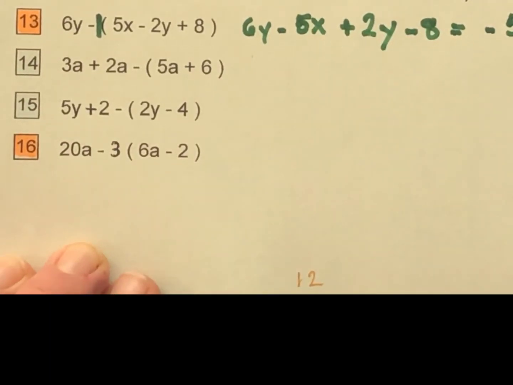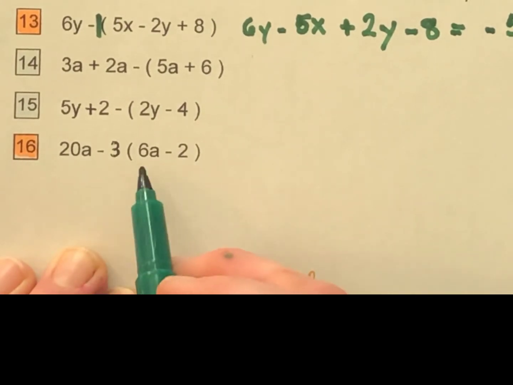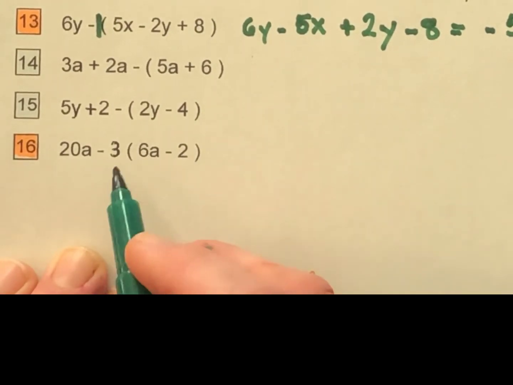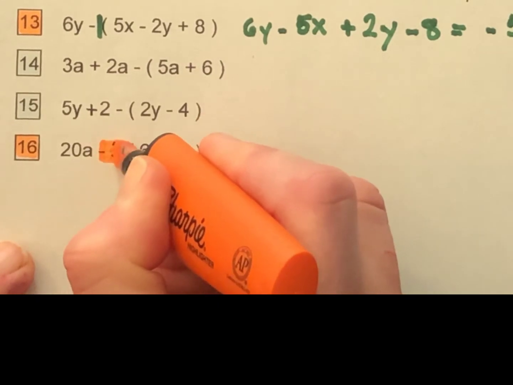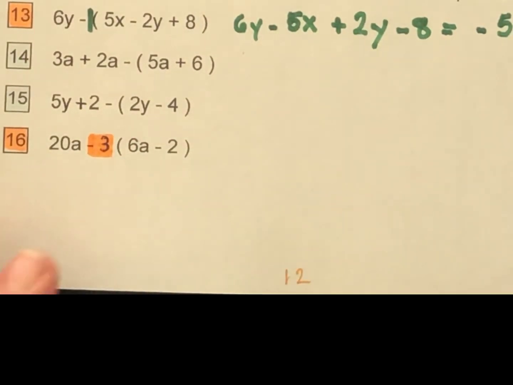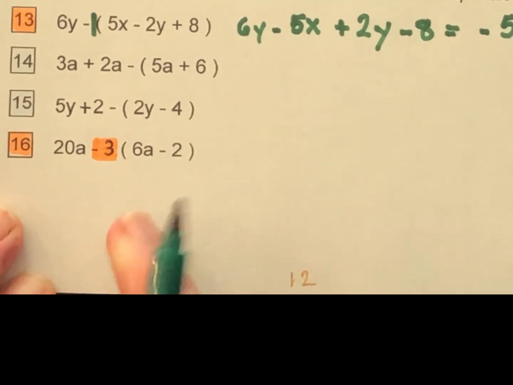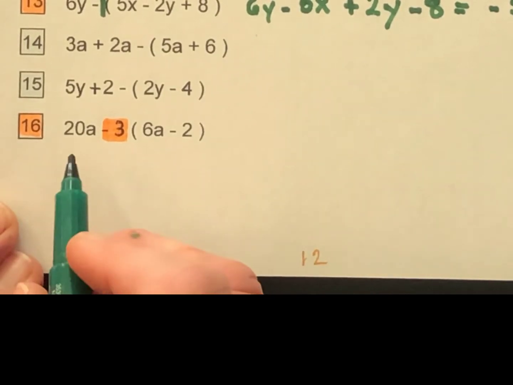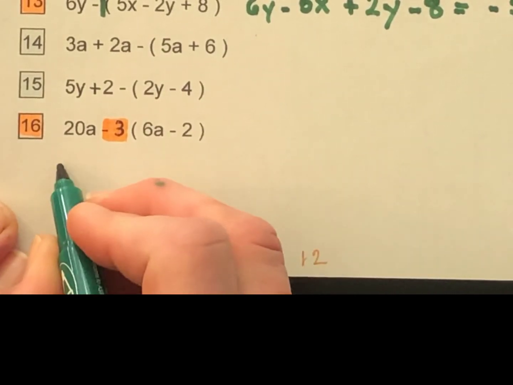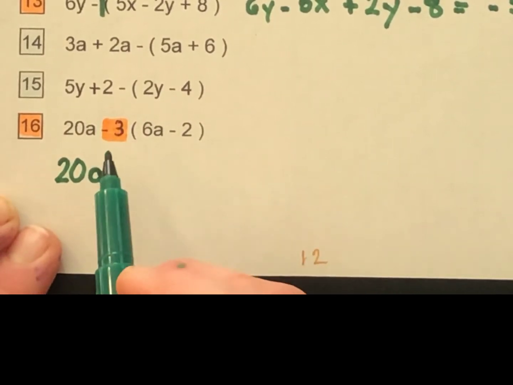Last one on page 12. 20a minus 3 times that. So I've got a -3 times all of that. And let's keep in mind that this is a -3. So when I distribute, I've got to distribute it as a negative 3. So I'm going to, since I've got room down below, just write it down here under it. So 20a is all by itself. And then I start distributing.